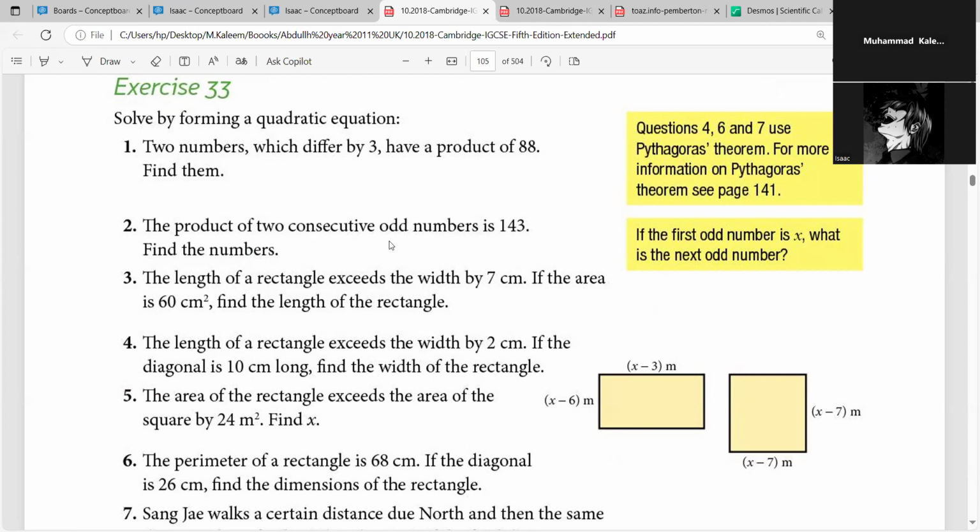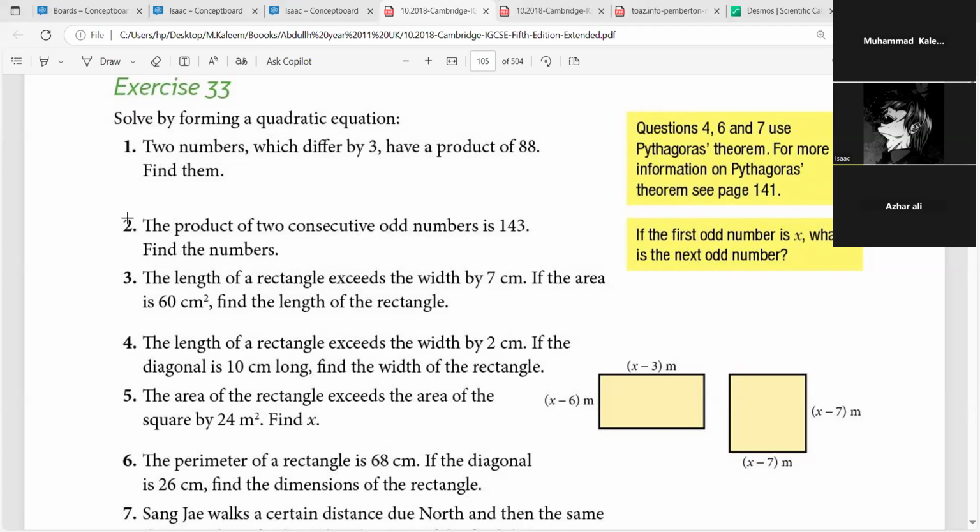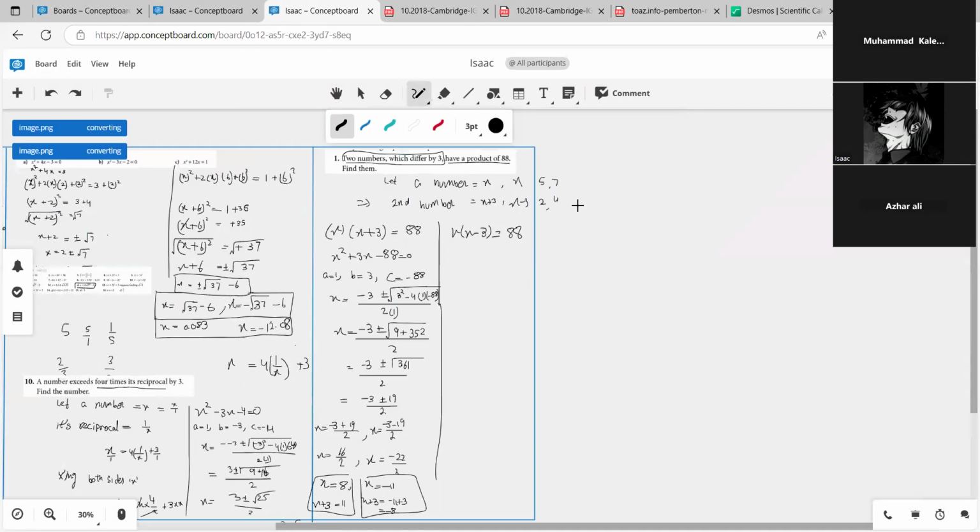Next, the product of two consecutive odd numbers is 143. Find the numbers. The product of two consecutive odd numbers is 143. What does it mean? Consecutive means one after another. So we can find it out.